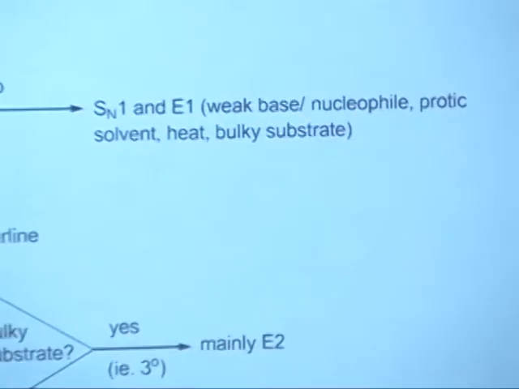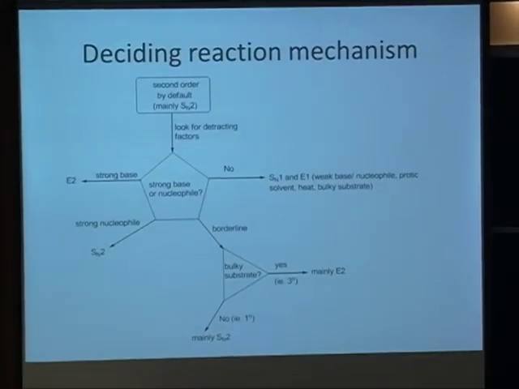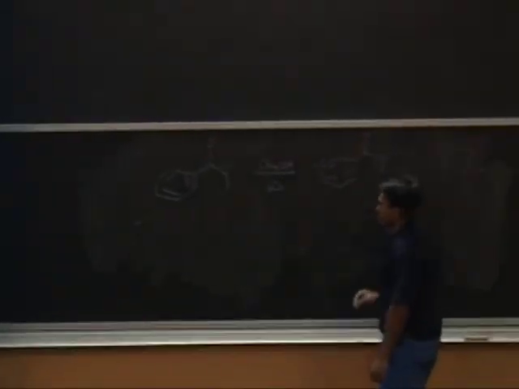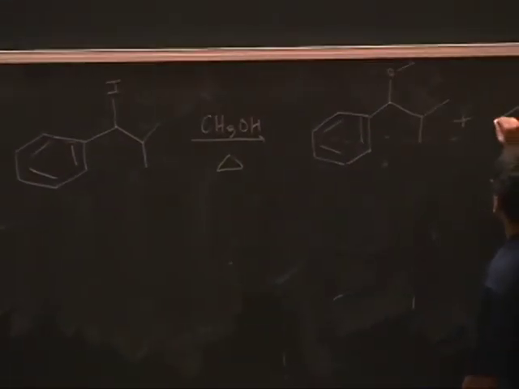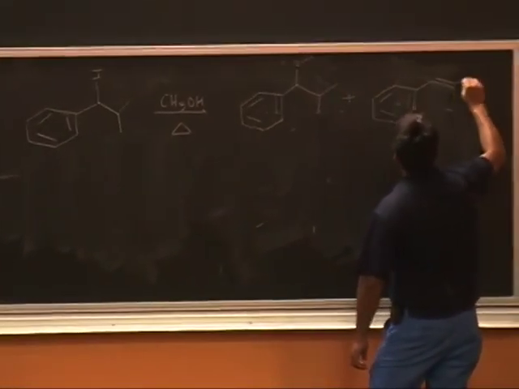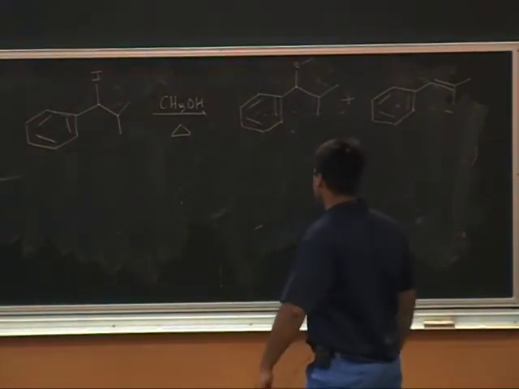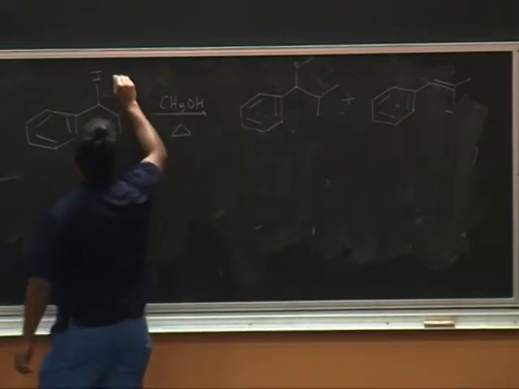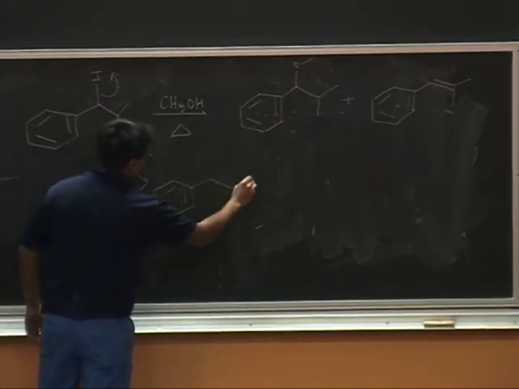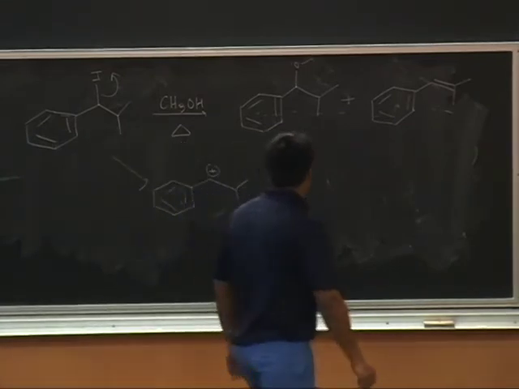SN1 would be, what will I put here? OCH3. And E1 would be? You would form the carbocation, but you would not isolate the carbocation. This is your final product. This does go through a carbocation, which is, you're right. But you would not isolate that. This goes to the product. Okay?